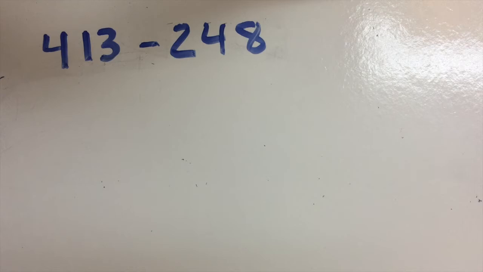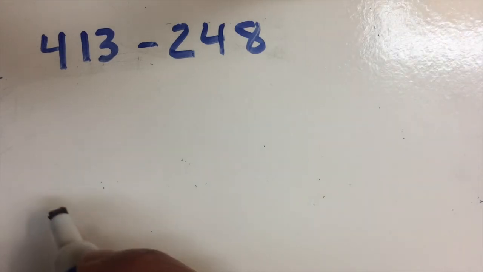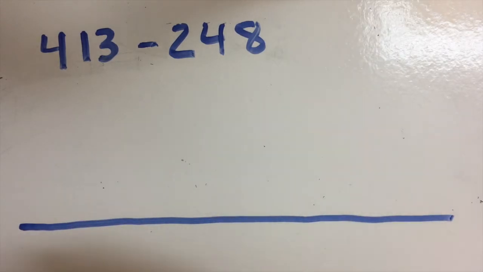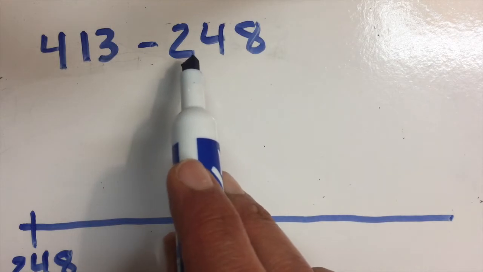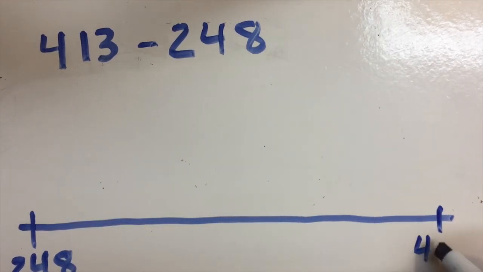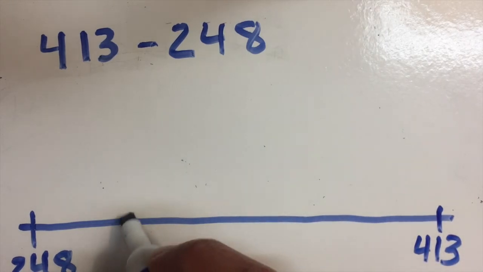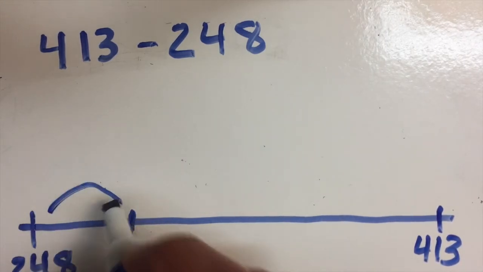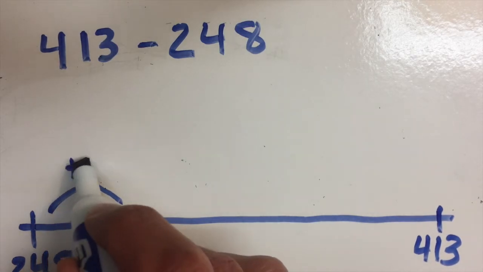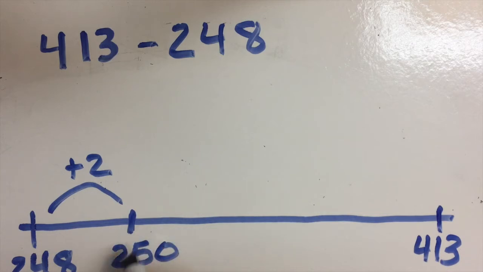In the last video I showed you, we used the number line strategy. So let's quickly try that out and see if it'll work as well. We're going to draw our line across, starting with our small number, 248. And remember, we're turning subtraction into addition, so we're counting to the big number, which is 413. We're going to use compatible numbers. The first hop I'm going to make is to 250, and that's adding 2. 250 is a compatible number.